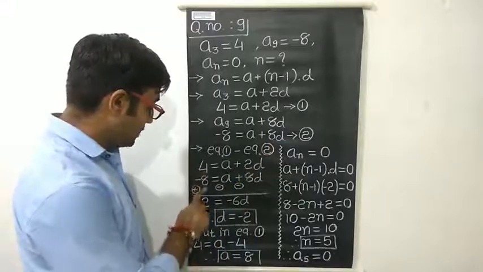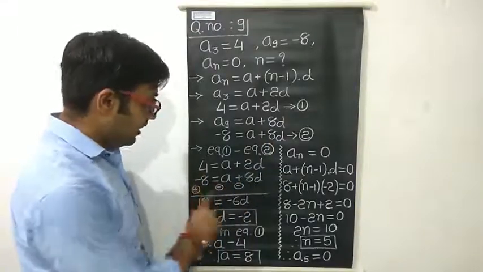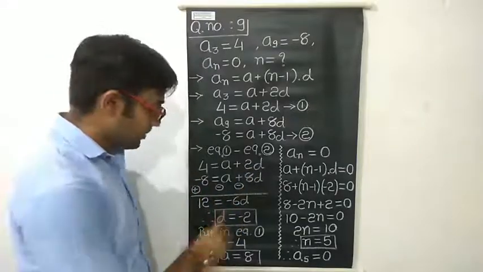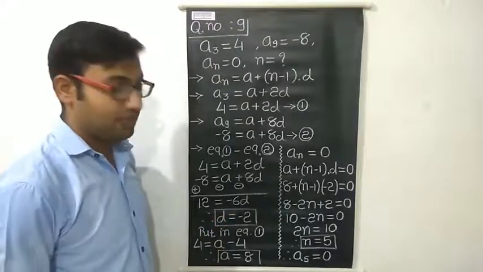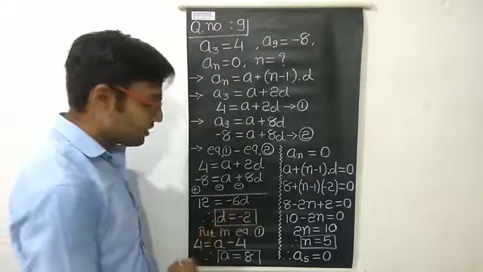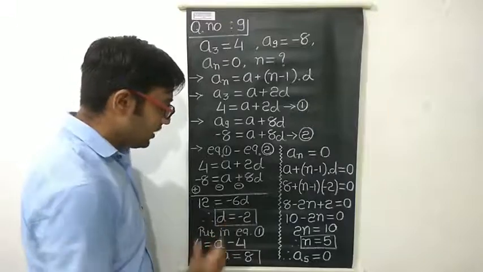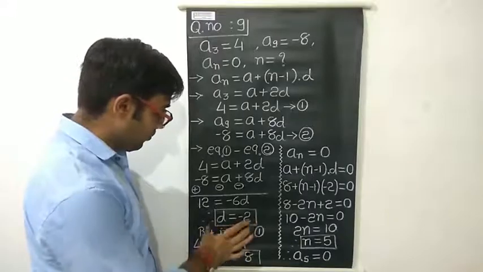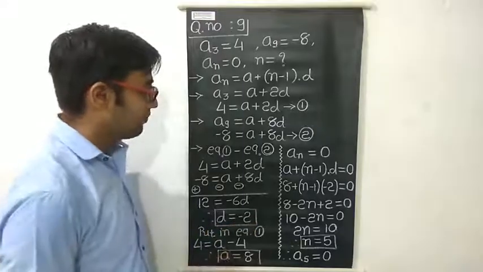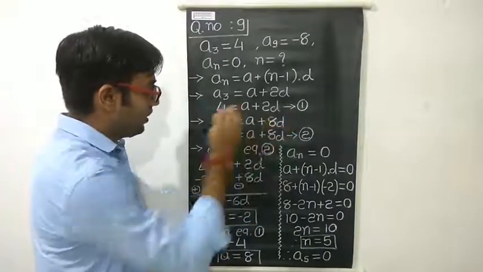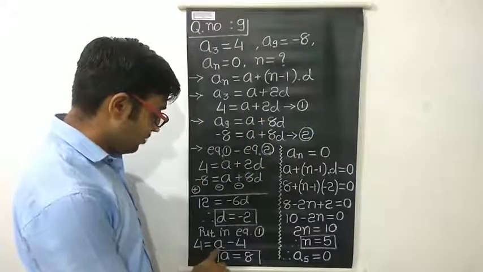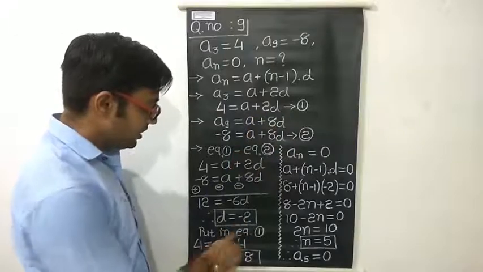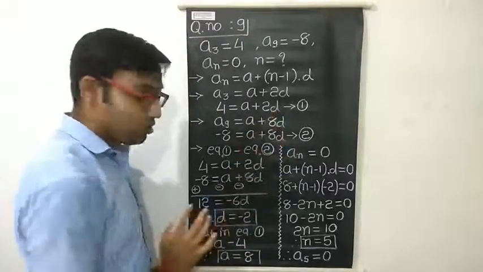Now 4 plus 8 is equal to 12. a and a will cancel out each other. 2d minus 8d is equal to minus 6d. Now by taking this 6 to the left hand side, we get the value of d is equal to minus 2. Now to get the other variable's value, we will put this in equation number 1. By putting the value of d here, we get 4 is equal to a minus 4, because minus 2 into 2 is equal to minus 4.